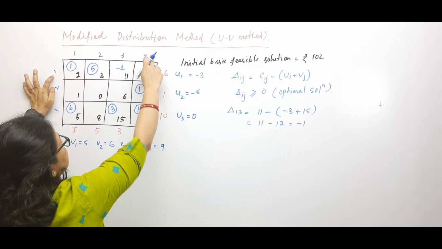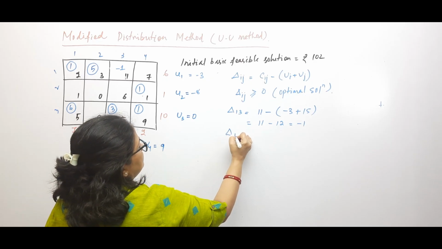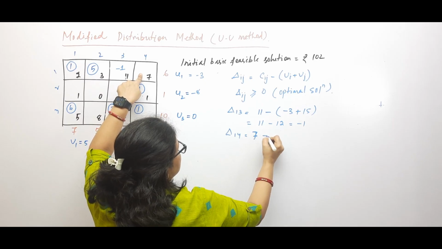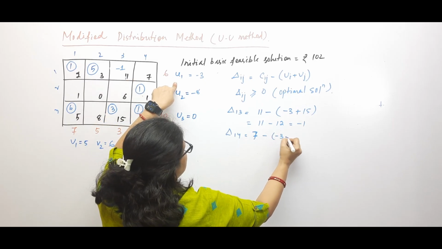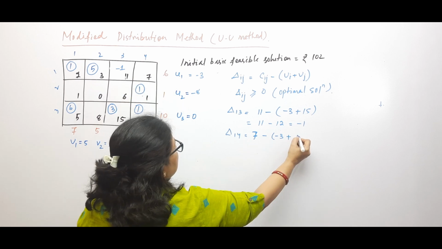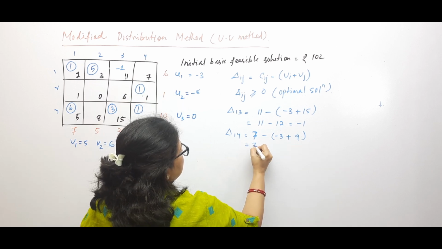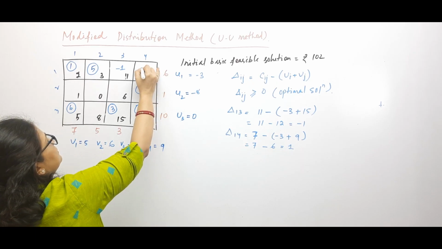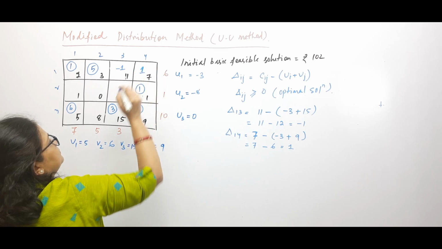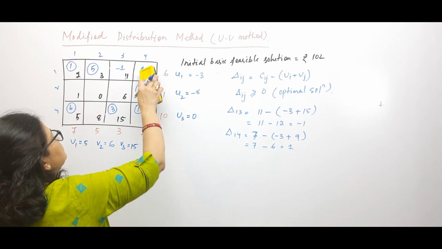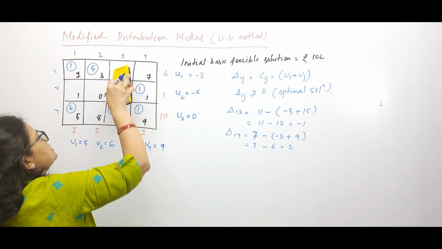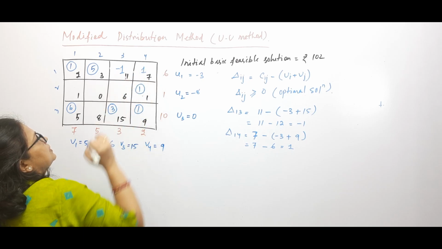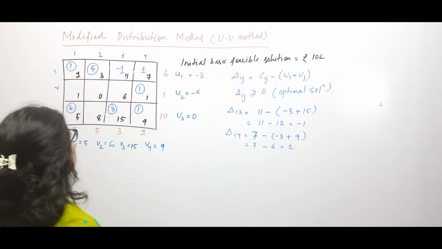Now calculate for this one. This is delta 1 4 equal to, this is 7 minus 3 plus 9, which is equal to 7 minus 6 equal to 1. So here the value is 1. This is minus 1. This is plus 1. Now we will calculate for this one.